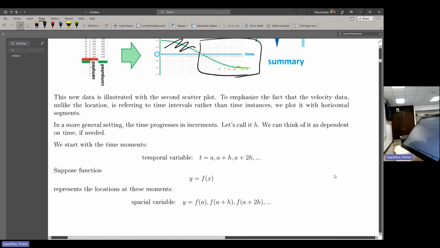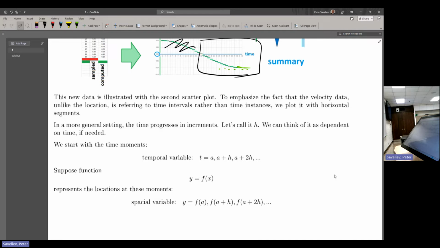We assume throughout that the increments of time are equal, so we call it h. You might remember that that letter was used in calculus 1 in the definition of the derivative. So that's the denominator, and so we go a plus h, plus 2h, and maybe into the future, but they progress in equal intervals, and whether we're taking that limit or not, we don't care about right now. So that's the temporal variable.